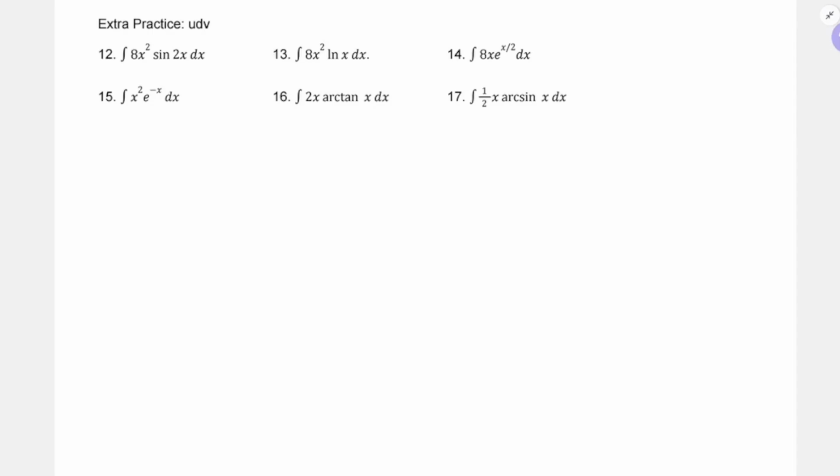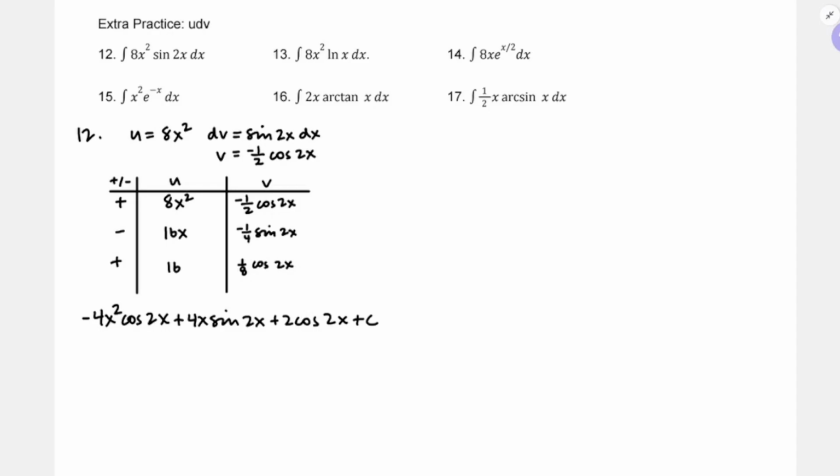So let's just do a little bit more practice on UDV. So number 12, isolate algebra before trigonometry. You're going to see I'm going to use the chart quite a bit on this one because I was interested in getting these antiderivatives done quickly, and also the first one was u equals 8x squared. So I kind of felt like maybe I'd have been wise to use the chart method because u was some number of x squareds.